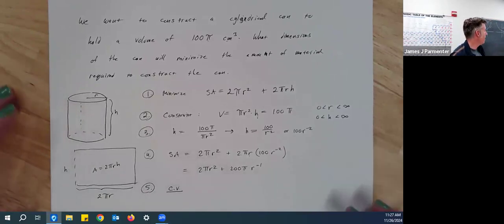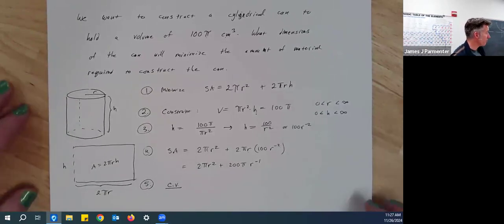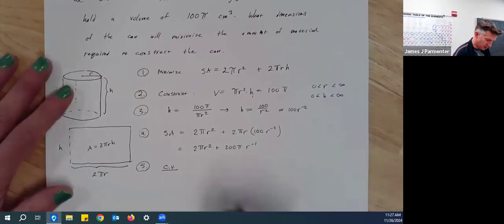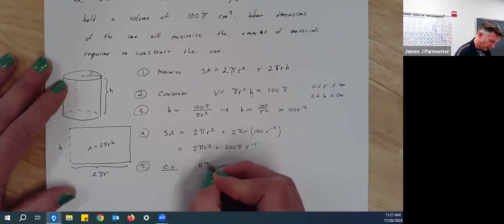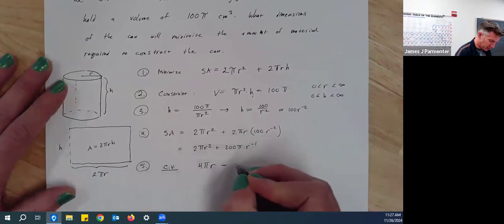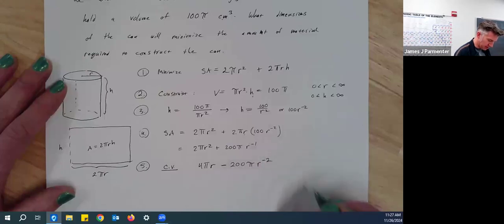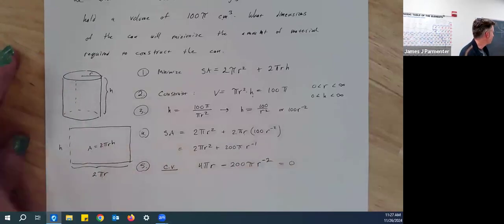I should amend that. Let's hopefully find the critical value. We really are only hoping for one critical value. So take the derivative, you get 4 pi r minus 200 pi times r to the negative second. Set that equal to 0.